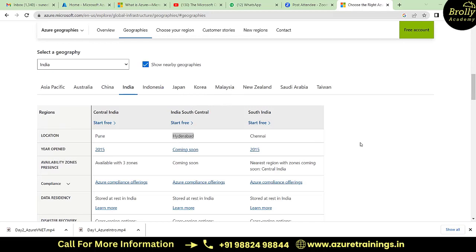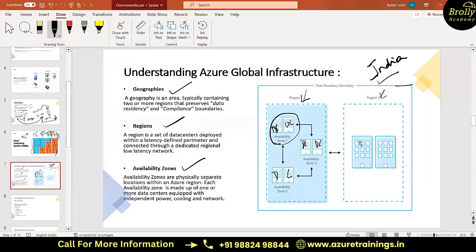Now you got it, right? What is a geography? Think here India is considered a geography. In the geography, we can have three regions: Pune, Hyderabad, and Chennai.